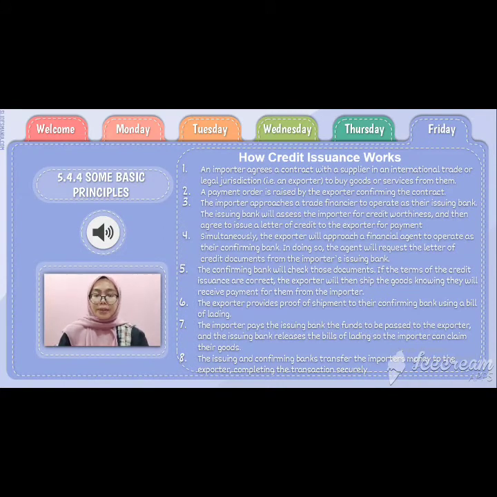Fifth, the confirming bank will check those documents and then the exporter provides proof of shipment to their confirming bank using a bill of lading. Seventh, the importer pays the issuing bank the funds to be passed to the exporter, and the issuing bank releases the bill of lading so the importer can claim the goods. Lastly, the issuing and confirming banks transfer the importer's money to the exporter, completing the transaction securely.